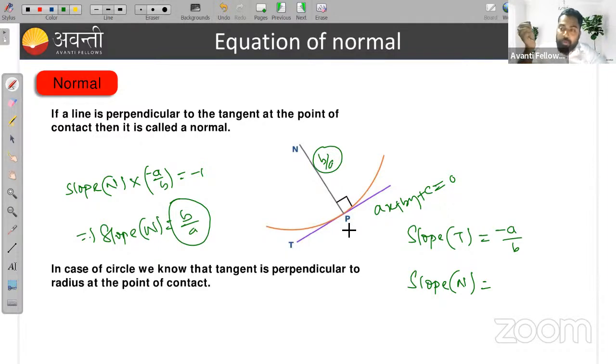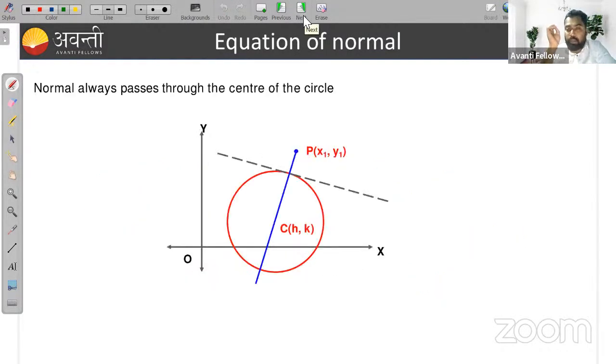If you know the slope of the normal, and also you know the point the tangent is passing through, suppose this is x1 y1, then by using the slope point form you can easily find the equation of normal also. Clear? So remember, normals and tangents are always perpendicular to each other, and the normal will always be passing through the center of the circle, right? Okay.